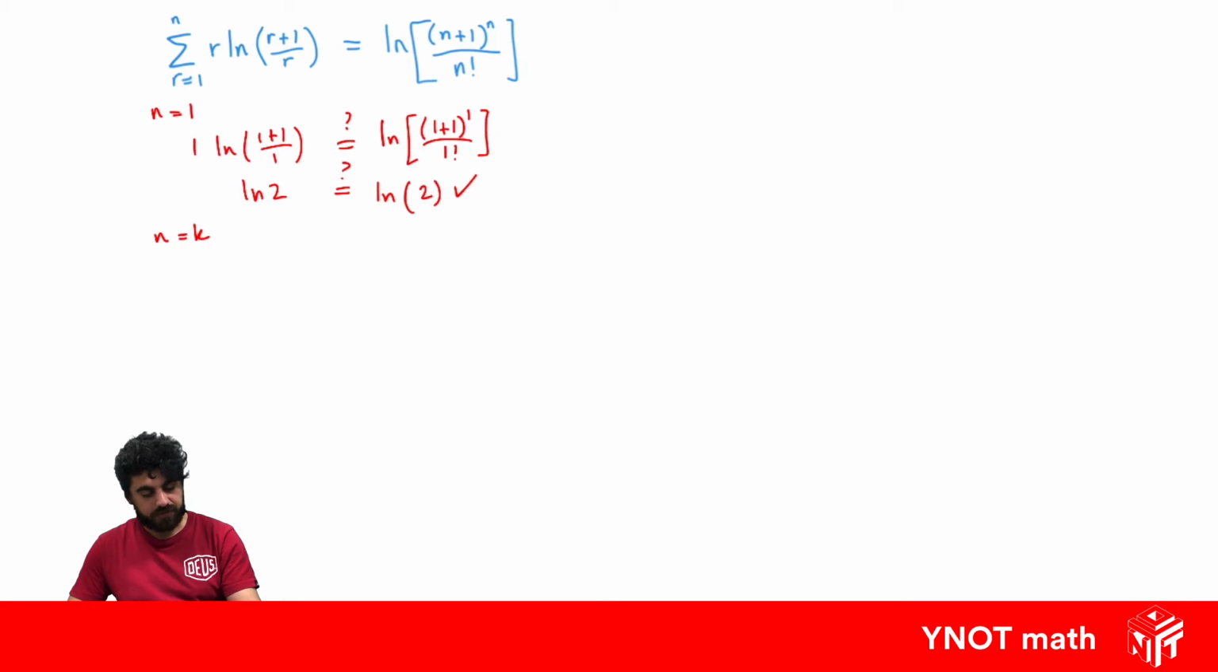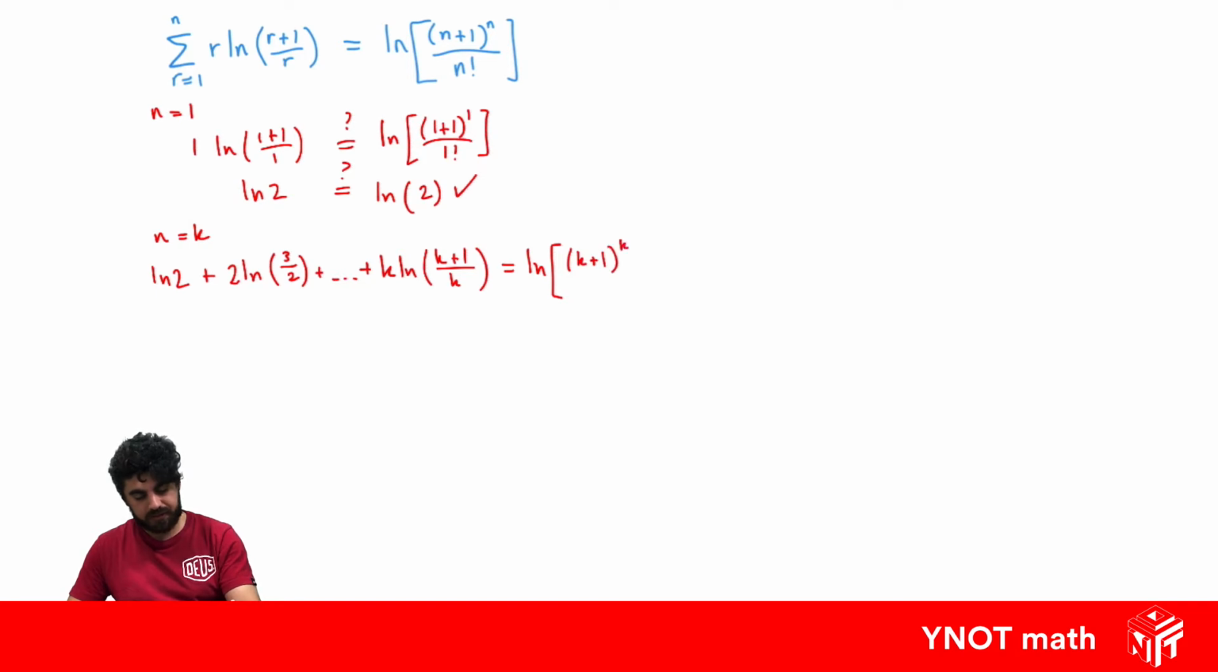So we know our first term is ln2 on the left-hand side. Let's look at our next term by subbing in r equals 2. So we're going to get 2 ln of (2 plus 1), which is 3 over 2, all the way up to when we sub in k. So we're going to get k ln of (k plus 1) all over k. And this equals the ln of (k plus 1) to the k all over k factorial.